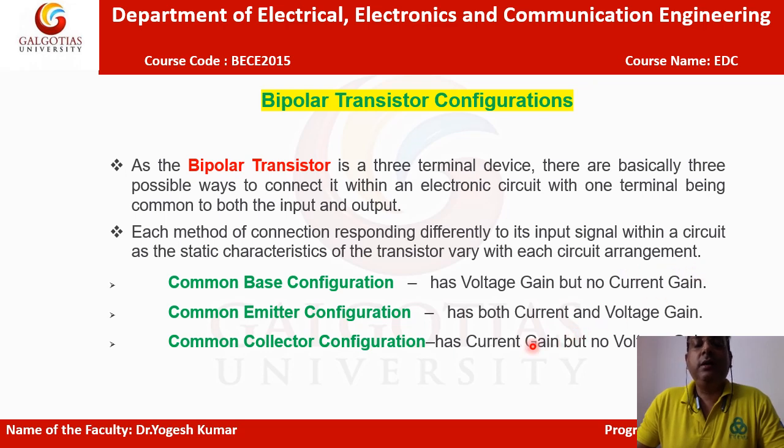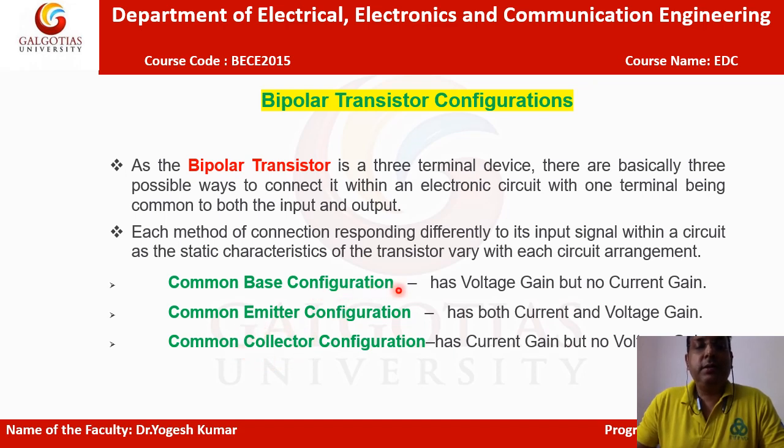So we have to connect one terminal as common. Suppose we take the base as common, then it is named the common base configuration. If the emitter is acting as the common terminal, then it is named the common emitter configuration. If the collector terminal is acting as the common terminal, it is named the common collector configuration.